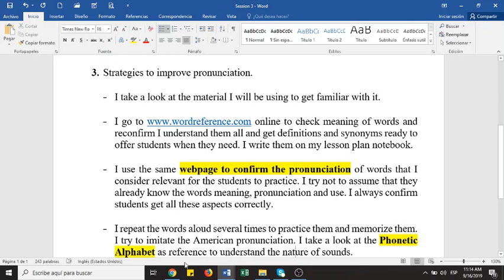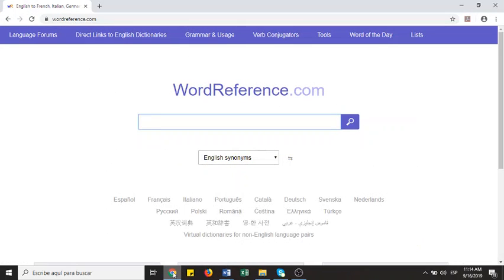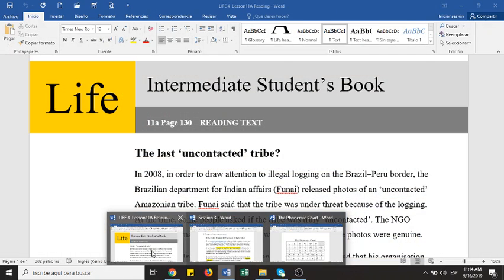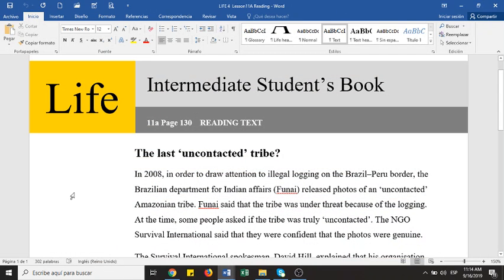So that's why I have the WordReference web page open here, as you can see. For example, if I'm reading this and the title is The Last Uncontacted Tribe, how do you know how to pronounce that? I know it's tribe because I have some experience with the language, but even having that experience, I also confirm that the pronunciation is correct. So I go to the WordReference web page online. That's what I do. Then I'm gonna continue reading.